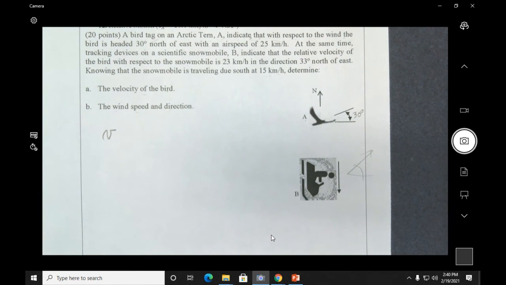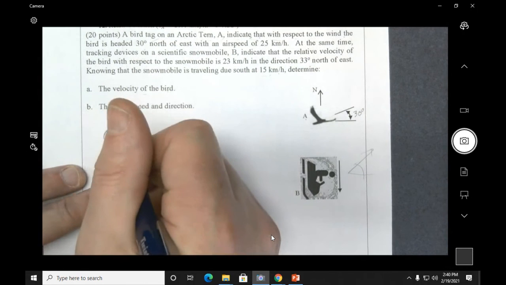I got distracted by, in this case, indicate that with respect to the wind. Okay, I guess I need that later. I don't necessarily need that right here at the top. It doesn't actually answer part B. Interesting. Okay, well, we'll have to solve that at some point.